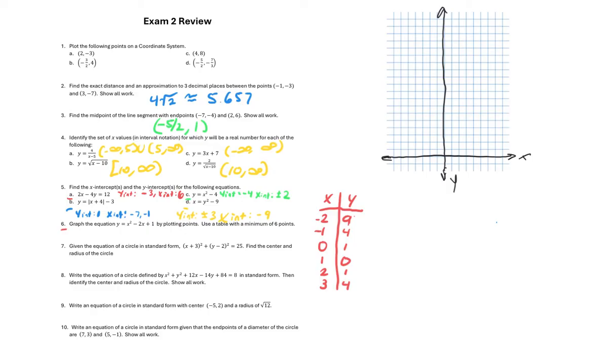So negative 2, 9. So negative 2, 1, 2, 3, 4, 5, 6, 7, 8, 9. Negative 1, 4. 0, 1. 1, 0. 2, 1. And 3, 4.